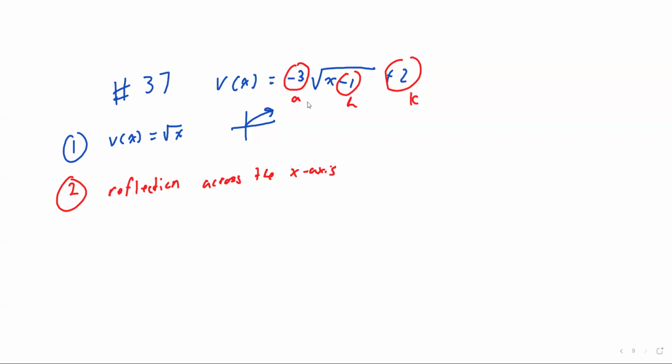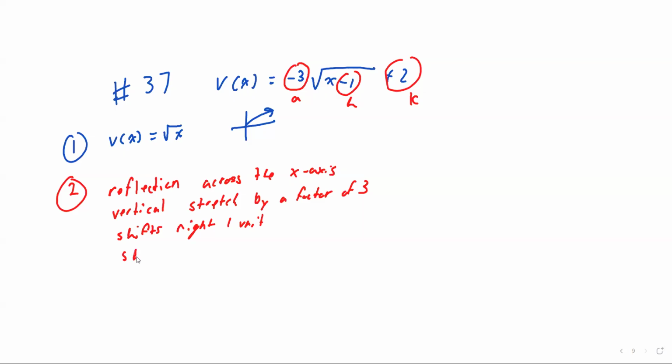Now, if we look at it as the absolute value of 3, then that means that it is greater than 1, so that's going to be a vertical stretch. So it does what you think because it's on the outside of the function by a factor of 3. It's going to be the absolute value of it. All right, and then this -1 here, that's going to be a shift right 1 unit, and then shifts up 2 units.